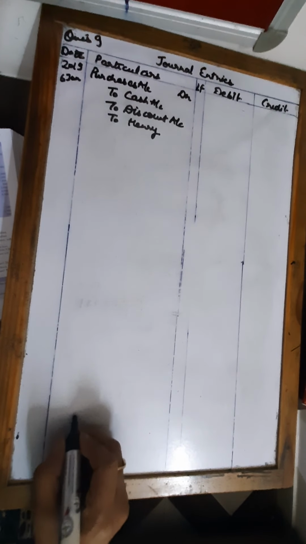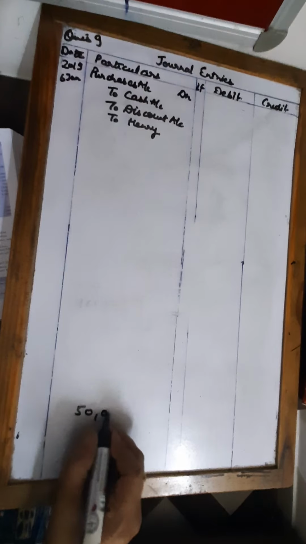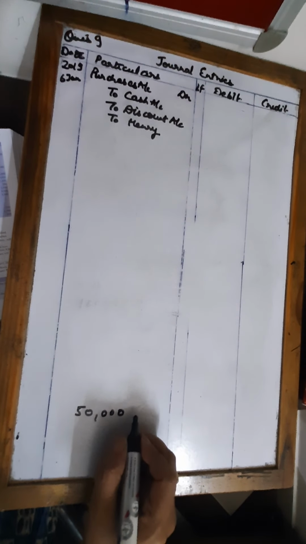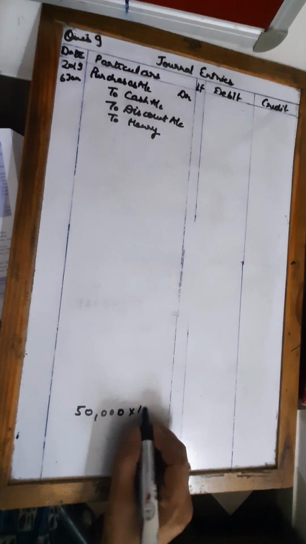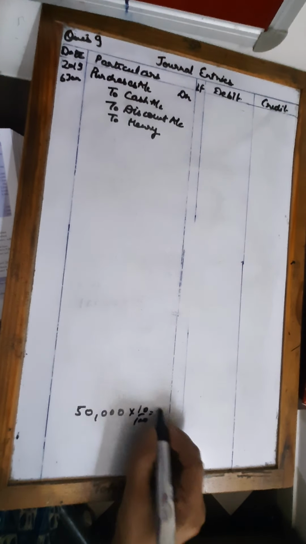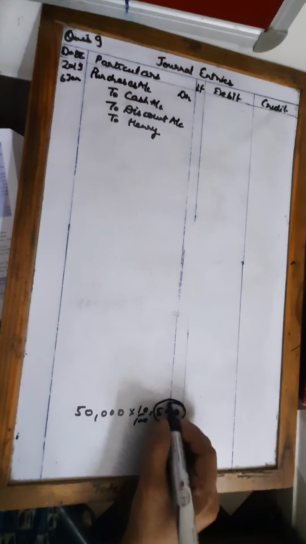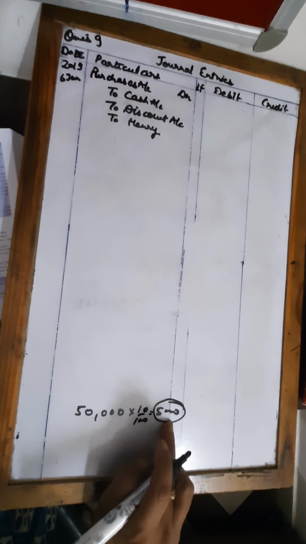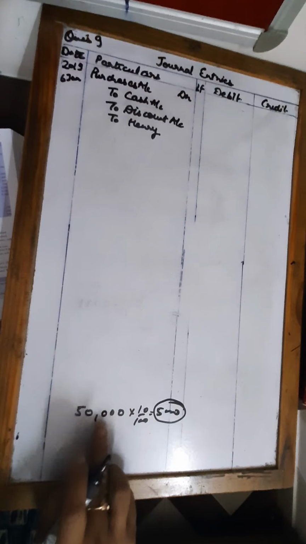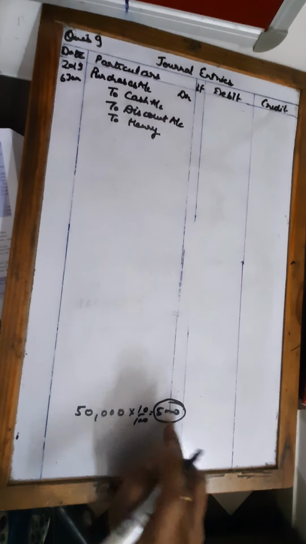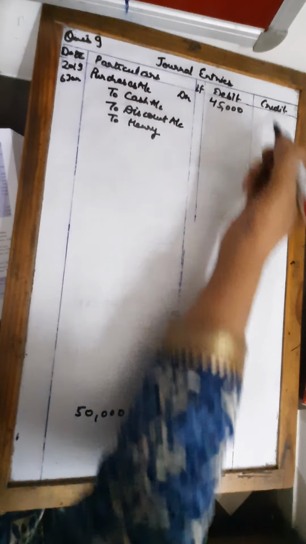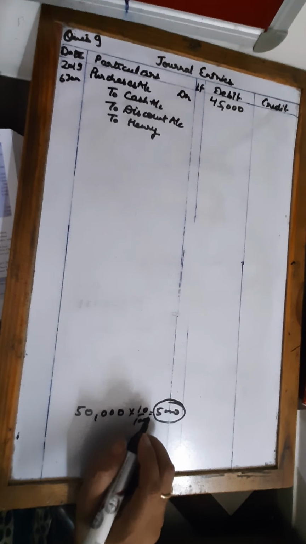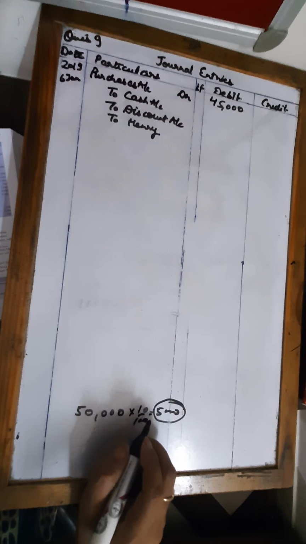Cost price of goods is rupees 50,000. 10% trade discount. 10% of 50,000 is 5,000. This is the value of trade discount which you have to deduct from 50,000. 50,000 minus 5,000 is 45,000, which you have to write in front of purchases. Then 4% cash discount and paid 60% amount by check.